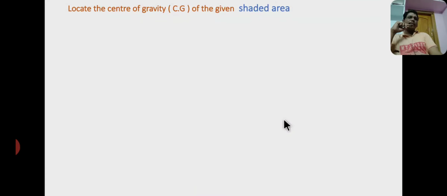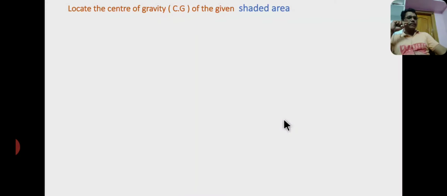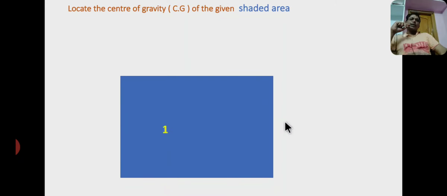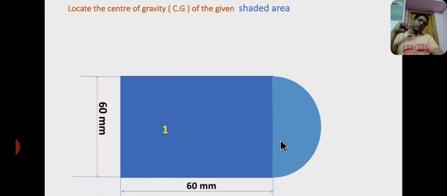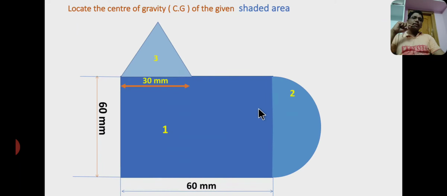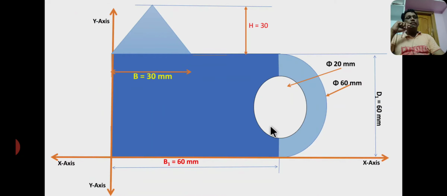In this slide I will explain how to locate the centroid or center of gravity of the third model. Here I consider the square as section 1 having the same dimensions, section 2 as a semicircle, section 3 as a triangle having base 30 and height 30, and section 4 as a hollow circle having radius 10 mm. Here I consider the reference axis here.